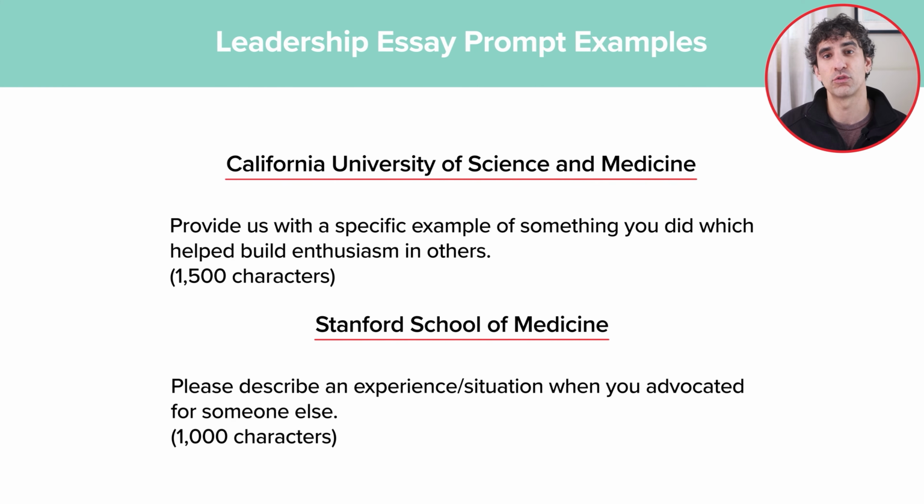Although these prompts ask two very different questions, how have you built enthusiasm in others and how have you advocated for someone else, when brainstorming your response for both, you should try to recall experiences where you took the initiative to step up, get out of your comfort zone, and take action. As with a more typical leadership essay prompt, you might tell a story about a scenario among your own family, friend group, or classmates. Alternatively, you might have a story to tell about a time when you were acting in an official leadership role for a job or organization.